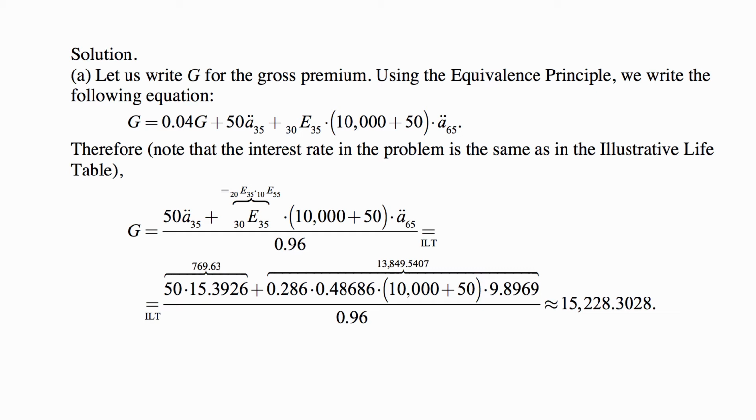So this 58.35, that turns out to be 769.63 approximately, and the rest turns out to be approximately 13,849.5407.